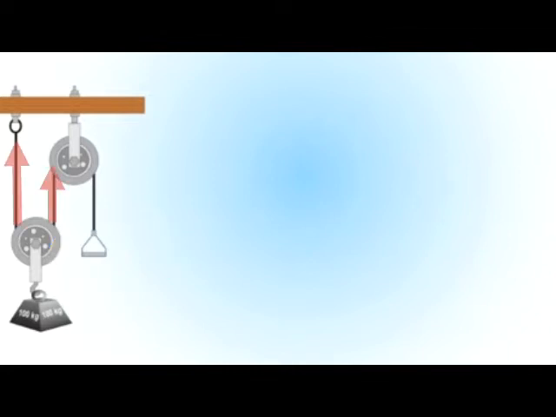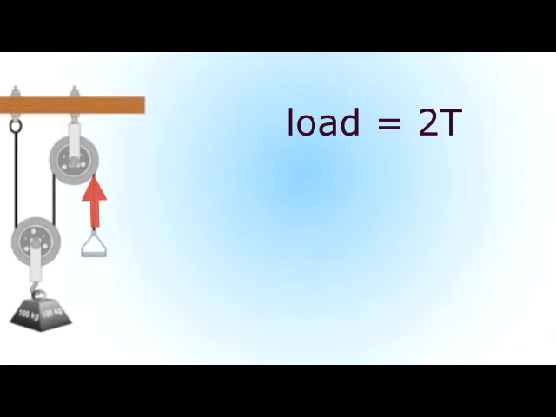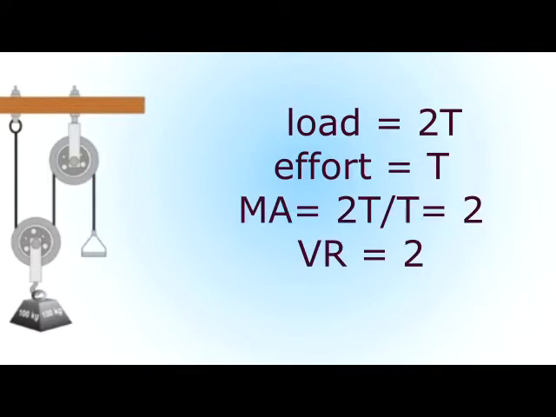Here also only two strands are supporting the movable block, hence the reaction force of these two strands balances the load, hence load is equal to 2T, and effort is balanced by the reaction force of the free end of the rope, hence effort is equal to T. Hence the mechanical advantage is 2 and the velocity ratio is also 2 here. In this case, the fixed pulley is used only to change the direction of effort.